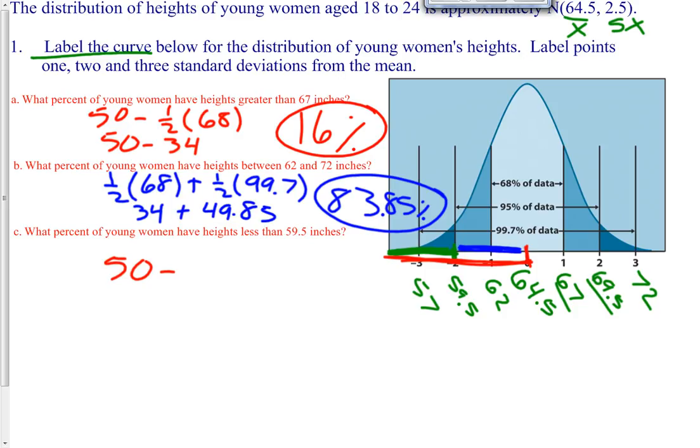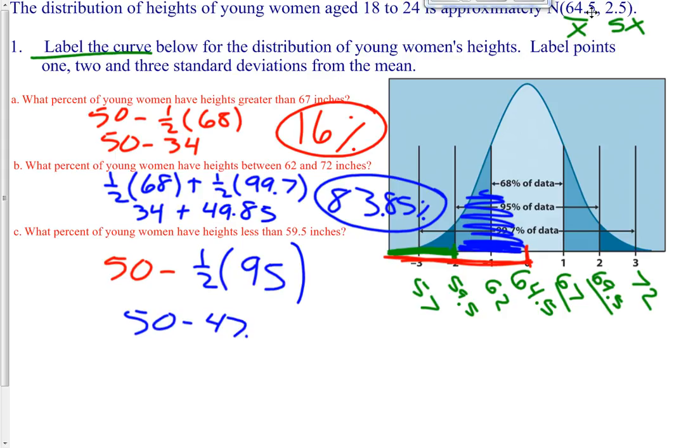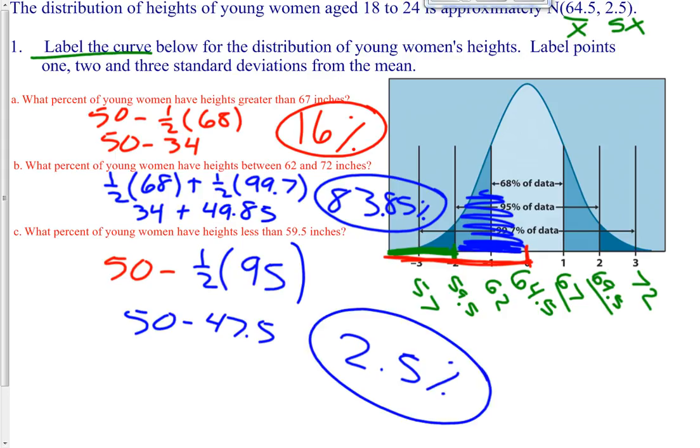So if we subtract half of 95, because from here to here is half of 95% of the data, then we'll just get the heights of women that are less than 59.5 inches. So 50 minus half of 95 is 50 minus 47.5. And when you subtract those two, 2.5%. Okay, there's our first example problem.